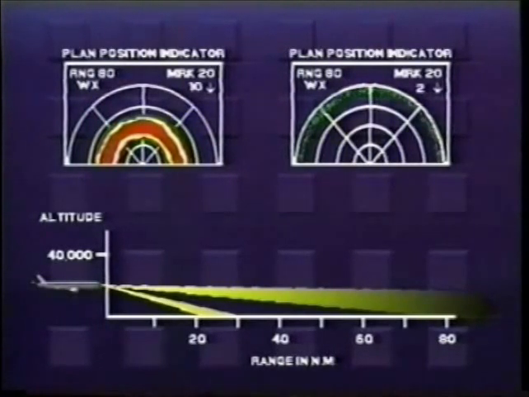Some pilots prefer to use the 160 nautical mile range at cruise altitude. If that is your preference, switch the radar to that range and repeat the tilt management procedure.